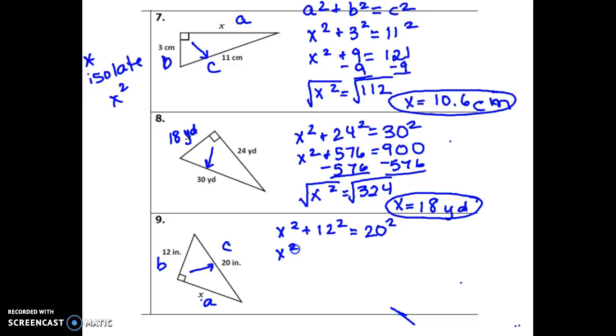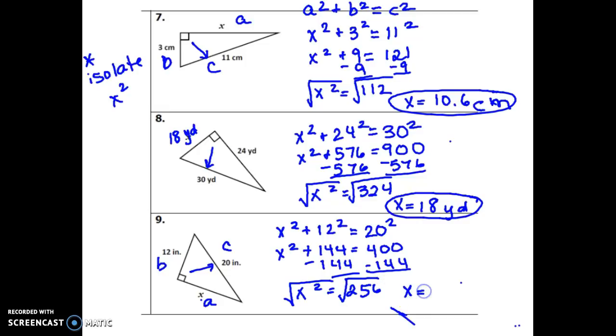Our x squared plus 144 is going to be equal to 400. Now we subtract our 144 from both sides. When we do that, our x squared is equal to 256, and then we take the square root of both sides. Our x is going to be equal to 16 inches.